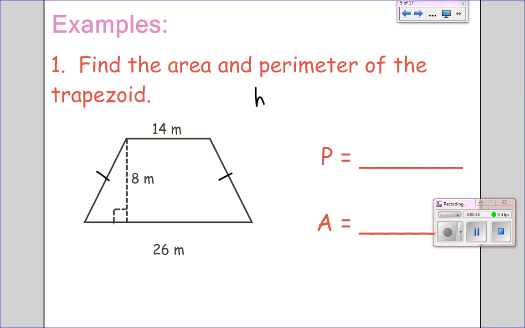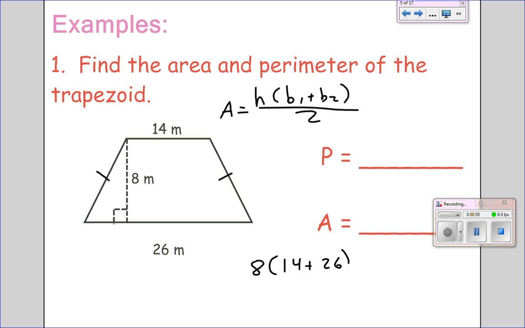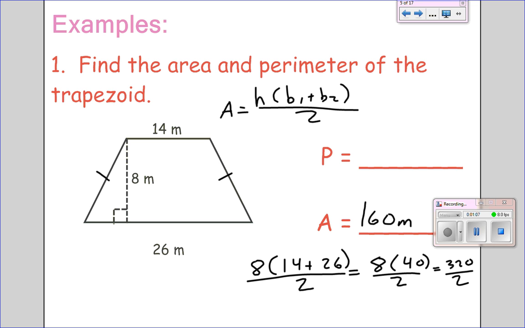So the formula is the height times base 1 plus base 2 over 2. We know the height is 8, so 8 times base 1, which is 14, plus 26 divided by 2. Now you could have done 26 plus 14, it's the same thing. So this equals 8 times 40 over 2, which equals 320 divided by 2, which is an area of 160 meters squared. This part's asking for the perimeter.